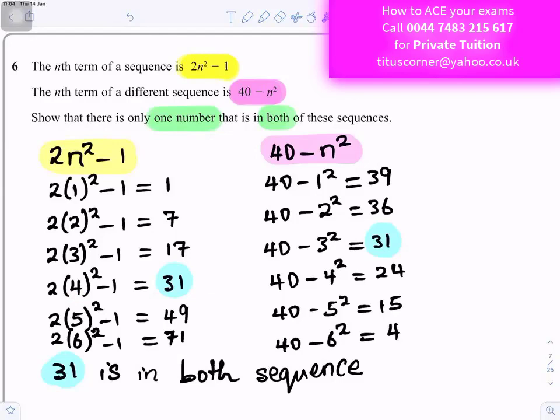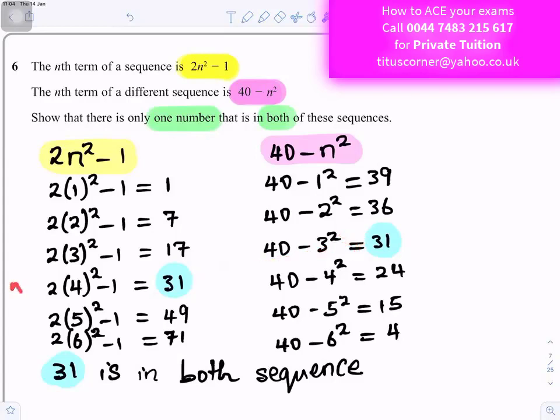40 minus n squared. We substitute 1. 40 minus 1 squared is 39. We substitute n is 2 for the next one. 40 minus 2 squared is 36. We substitute n is 3. 40 minus 3 squared is 31. We carry on for like 6, 7 terms. And we notice that there's 31 in both sequences.